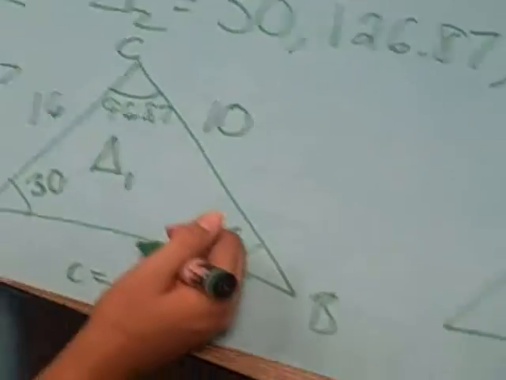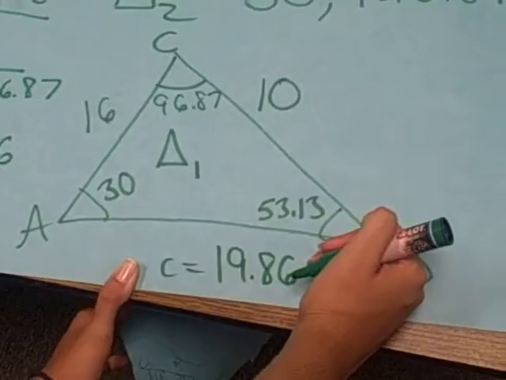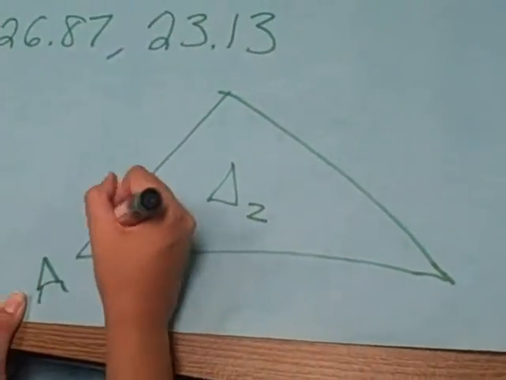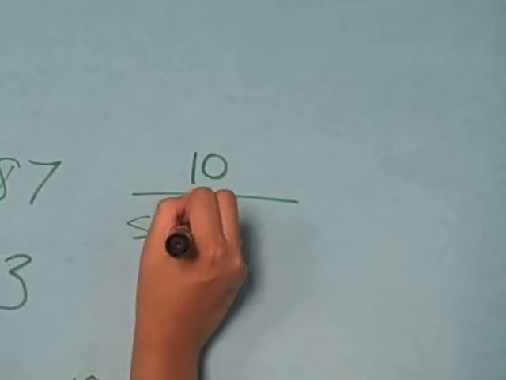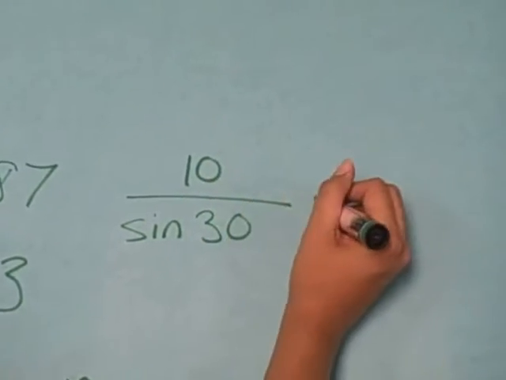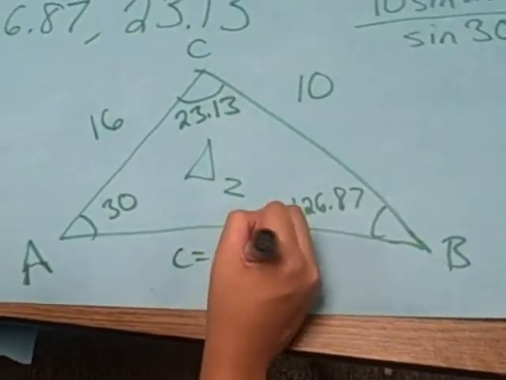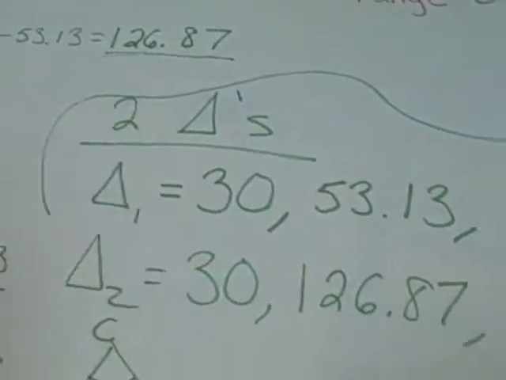So for that, little c equals 19.86 for triangle 1. Now moving over to triangle 2, little a on top over sine big A, which is 30, equals little c, which is what we want to find, equals 7.86. And here is your answer, SS problem.